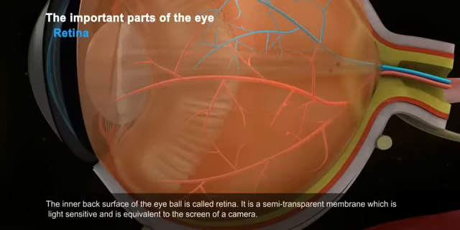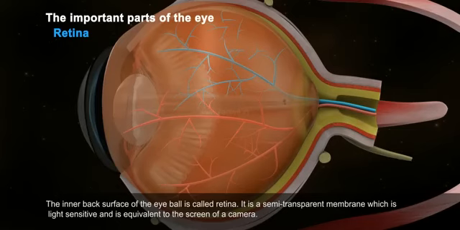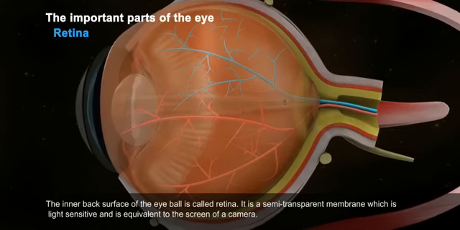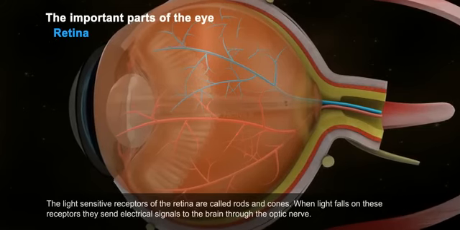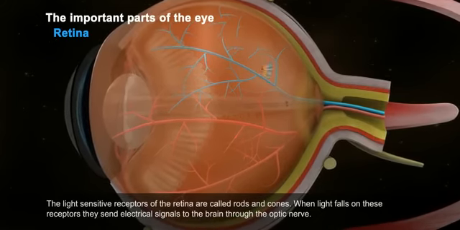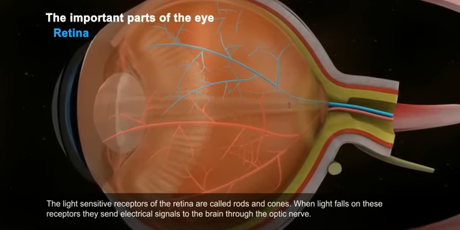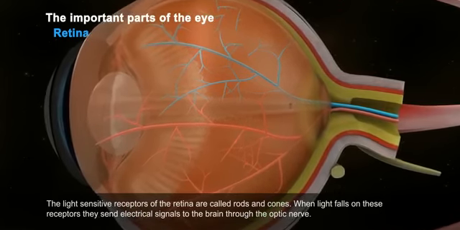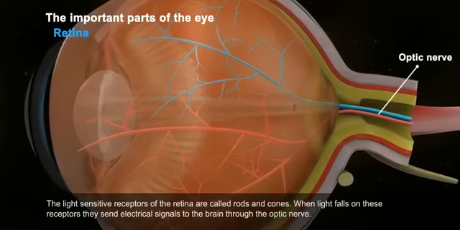Retina. The inner back surface of the eyeball is called the retina. It is a semi-transparent membrane which is light sensitive and is equivalent to the screen of a camera. The light sensitive receptors of the retina are called rods and cones. When light falls on these receptors, they send electrical signals to the brain through the optic nerve.